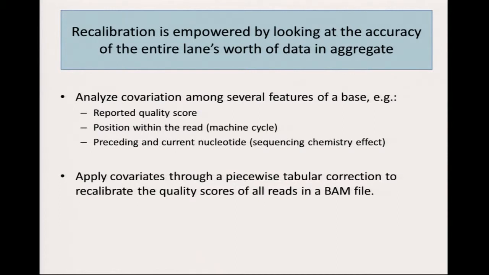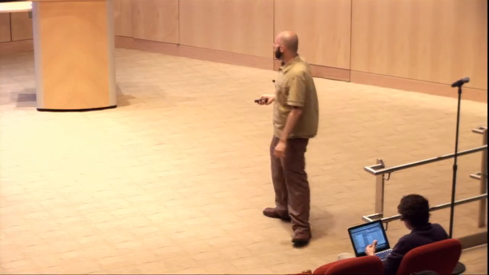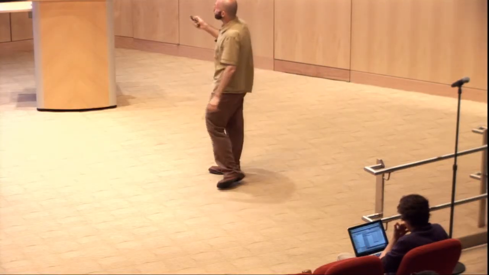So this procedure is just a piecewise linear tabular thing where you're just counting up how many times you saw that combination of data. Because you have a whole lane's worth of data, you have millions of observations of that particular combination of covariates, and you can infer what the actual quality of that data is. Okay? And so here's how it really works.